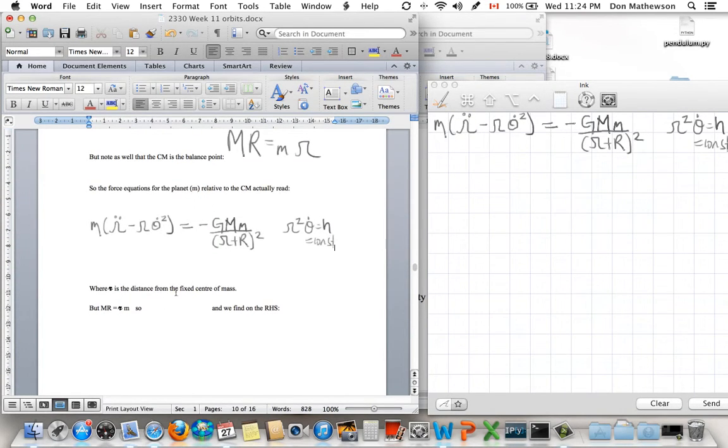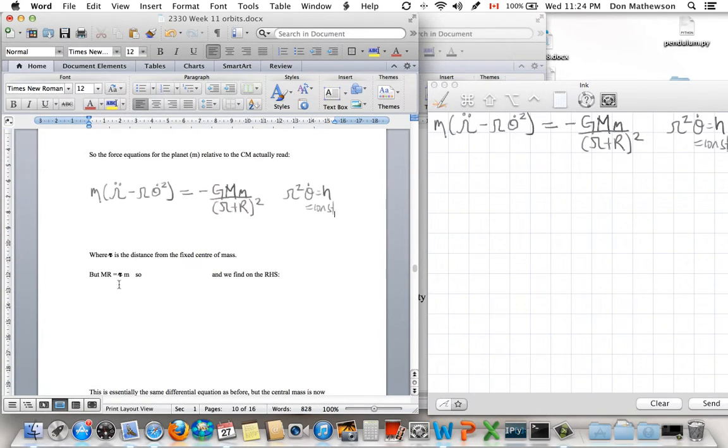So there it is, r is the distance from the center of mass. Now, what we want to do is try and write this just in terms of the variable script r. So we want to eliminate big R. We can do that using the balance condition that we had earlier. So it must be true that big R will equal little m script r over big M.